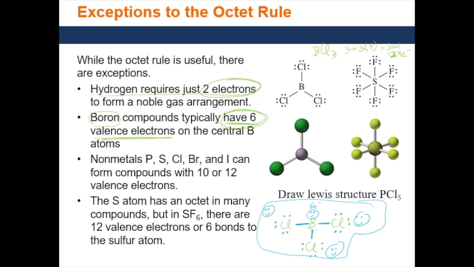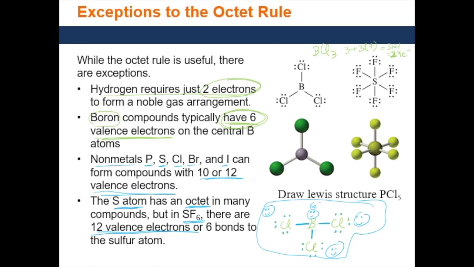Next exception was non-metals like phosphorus, sulfur, chlorine, bromine, and iodine, which can form compounds with 10 or 12 valence electrons. So this is also an exception. Sulfur has an octet in many compounds, meaning it usually has 8 electrons, but sometimes, for instance in SF6, there are 12 valence electrons on sulfur.